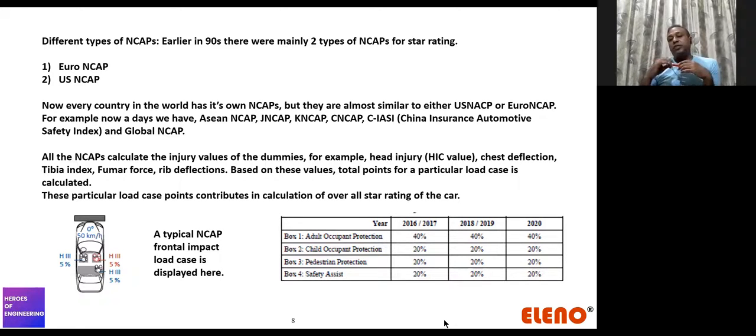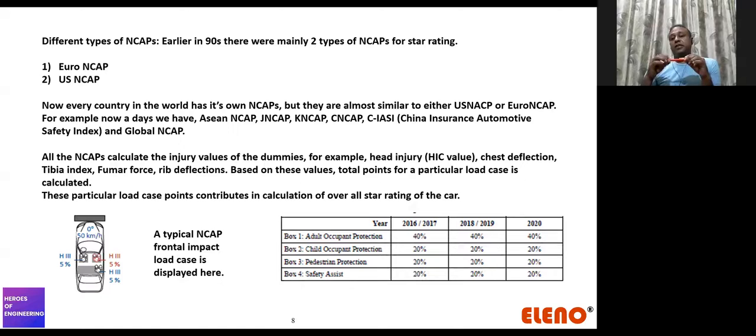The child protection weightage in the 5-star rating is 20%. Pedestrian protection is also 20%, and safety assist is also 20%. So here, child occupant protection, in India it's not followed, but in European countries or in the US, there is a child seat and child protection also has the weightage of 20%. So they are making the child safe in the child seat.